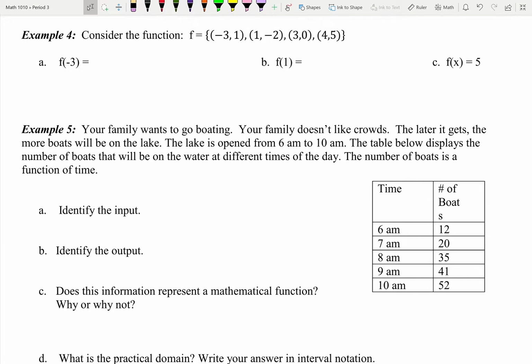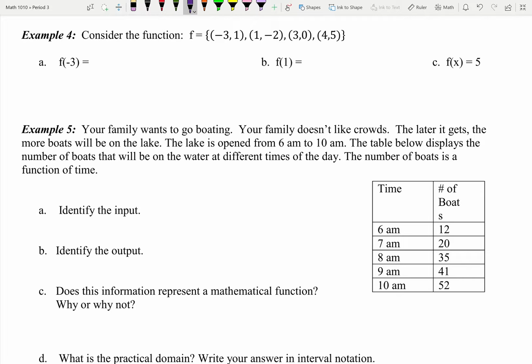Here's your function. Find f of negative 3. Write this down for me. Actually, I want you guys to say it. What are they saying? F of negative 3? Does anybody know? What's the answer? It is 1. Who said 1? Okay. How did you do that?